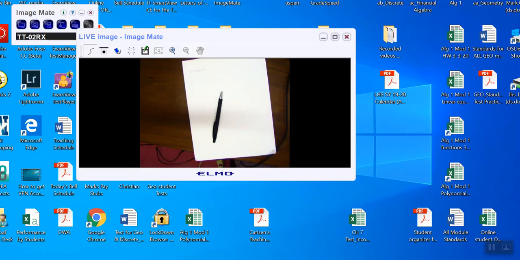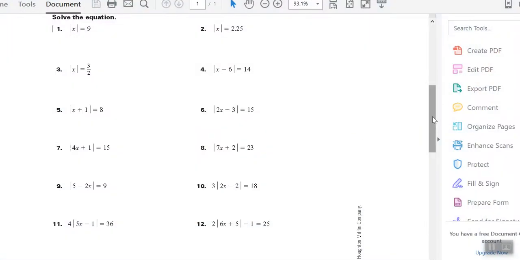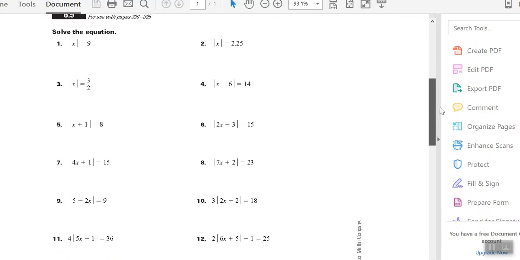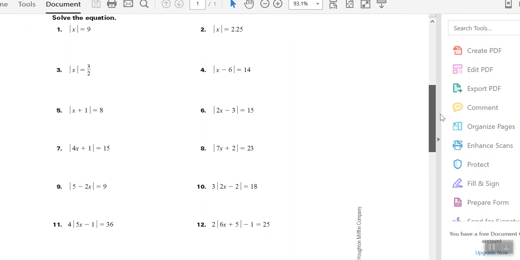Okay, students, I'm going to see about doing a couple of your problems from your homework. This is 6.5B. For this week, you have two sheets, both on absolute value.